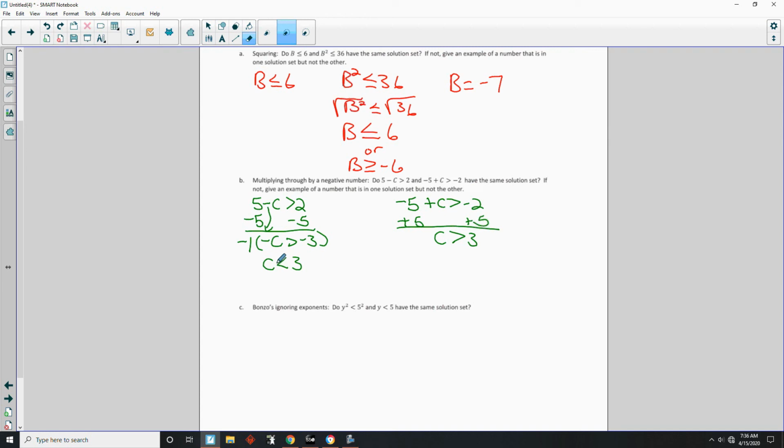But notice over here, c has to be less than 3 to make it true, like 0. So 5 minus 0 is 5. 5 is greater than 2. But if I plug in 0 here, negative 5 plus 0 is negative 5. And negative 5 is not greater than negative 2. So there's an example. C equals 0.